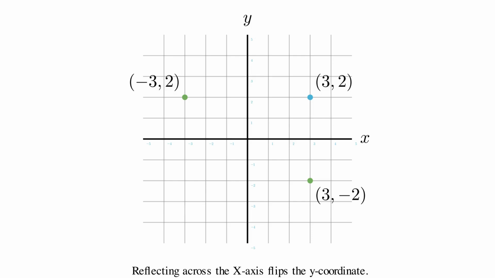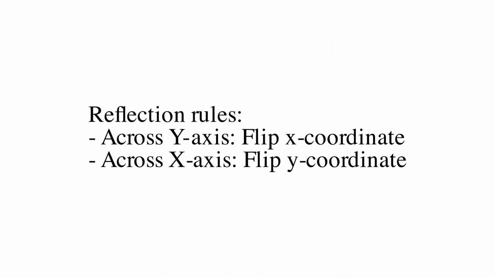Reflections in geometry follow a simple rule. When reflecting across the y-axis, the x-coordinate changes sign, but the y-coordinate stays the same. When reflecting across the x-axis, the y-coordinate changes sign, but the x-coordinate stays the same.